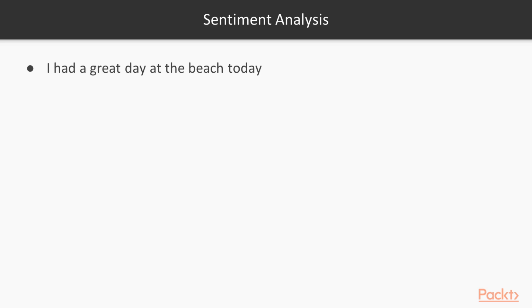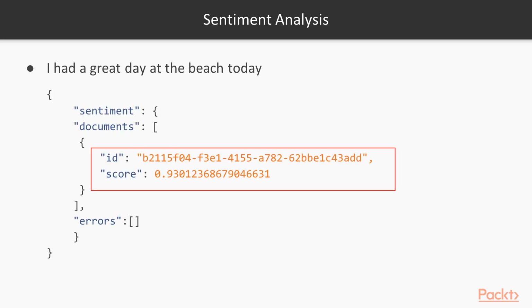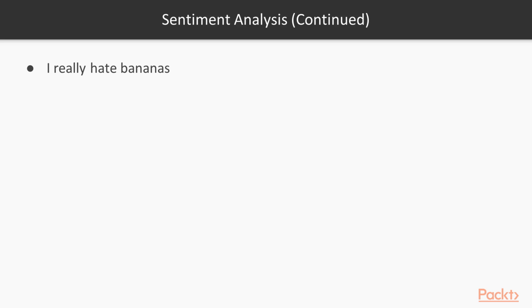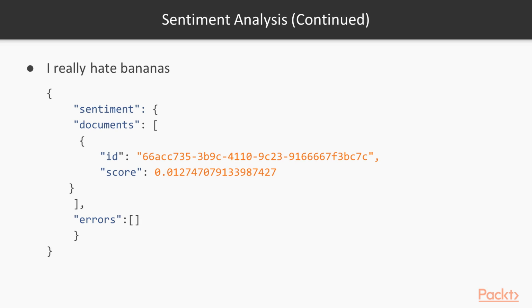Put simply, this is detecting how positive or negative a piece of text is. This is done by returning a value between 0 and 1. Let's look at some examples and also some JSON response from the service. So let's add a string that said, "I had a great day at the beach today." Then the system would return a value very close to 1, perhaps 0.93. This would show a high confidence that the string showed a positive sentiment. Conversely, if I had a string that said, "I really hate bananas," then the system would return a value closer to 0, indicating a negative sentiment.